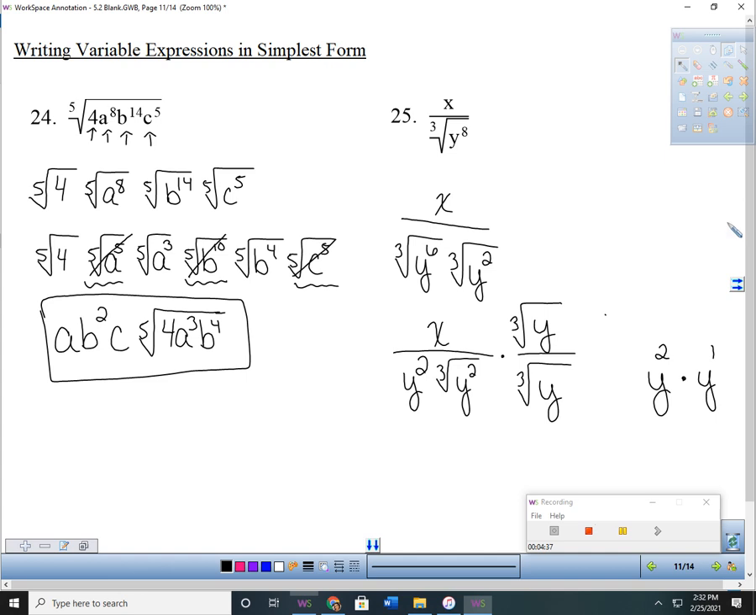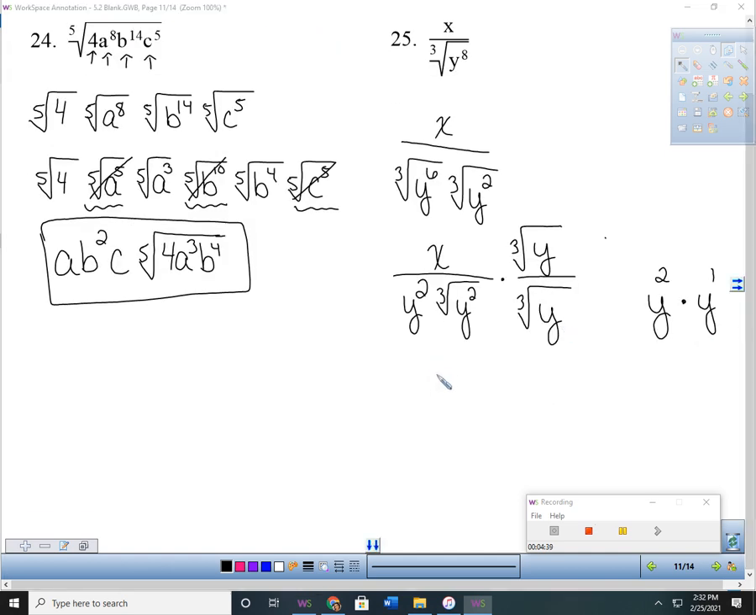This is kind of like when we made perfect cubes with numbers in the last part of the lesson. So on the top we have x, cubed roots of y, and then on the bottom we have to do a little bit of simplifying. So I have my y squared. What are you going to get when you take the cubed root of y squared times the cubed root of y?